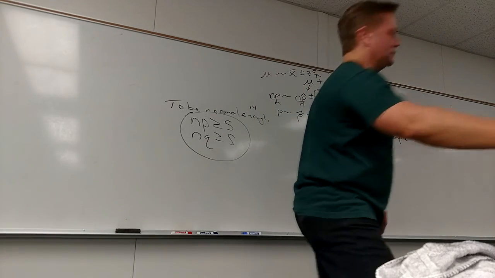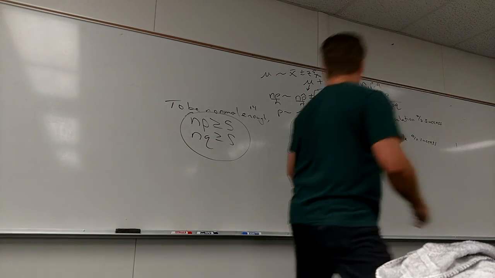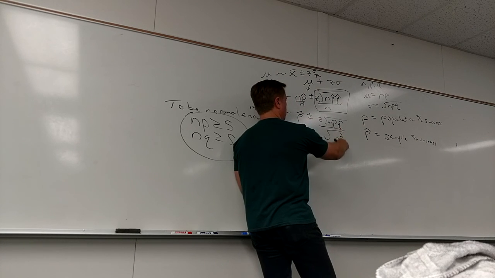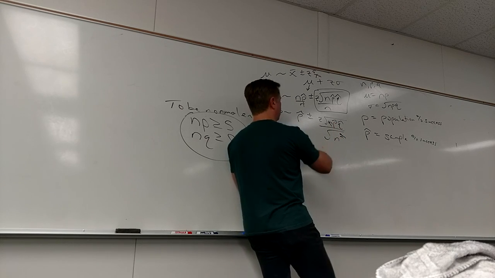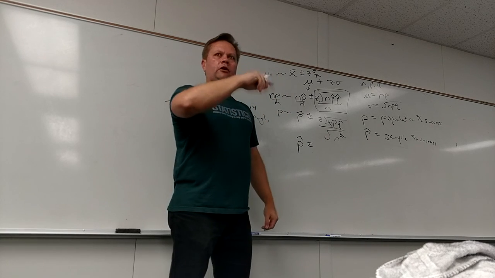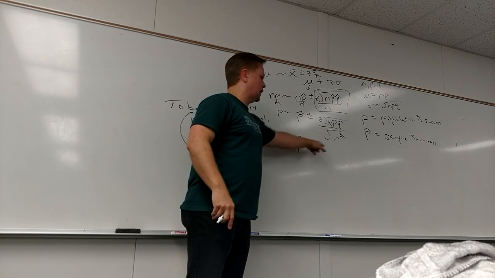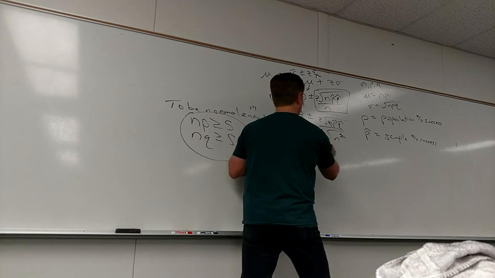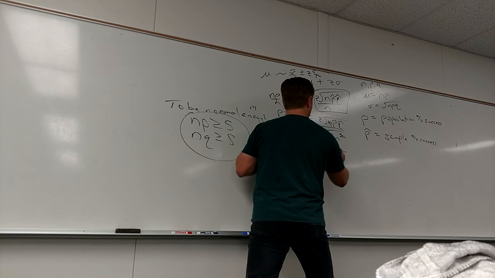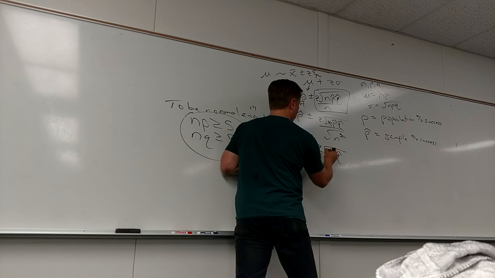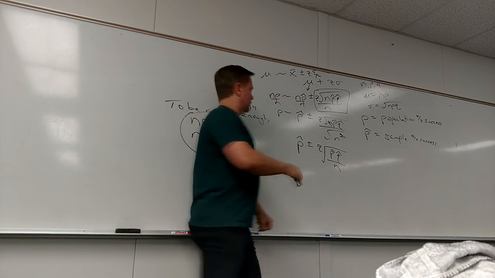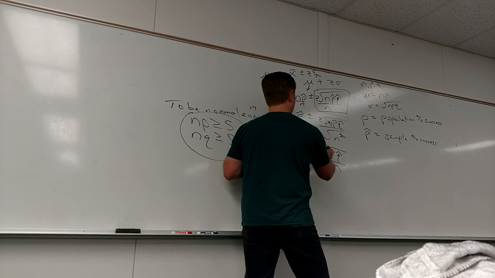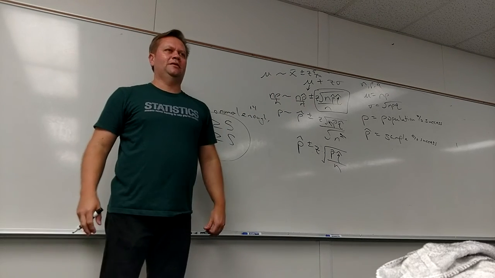Hey, people. What happens here then? An N cancels. So you end up with, this is the confidence interval formula. This is one we're going to use for a percentage. So it's a percentage, give or take something. You make one big square root. There it is.